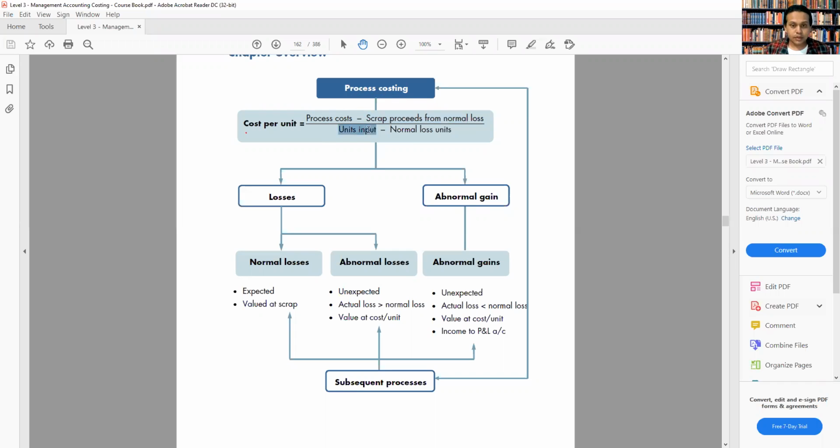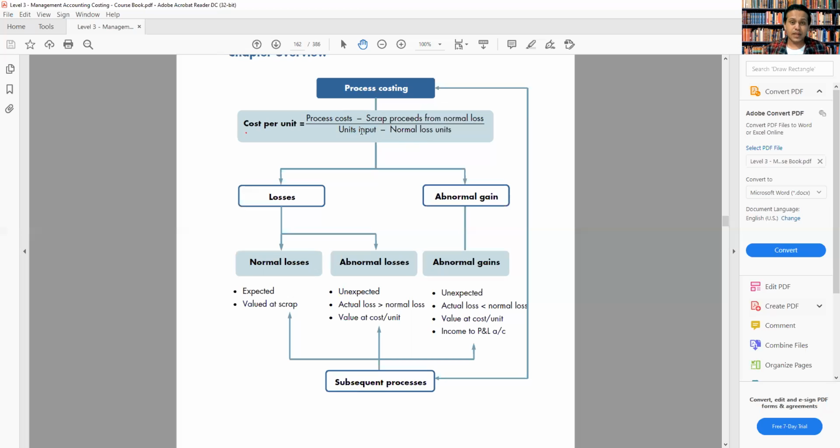The next one, we have the unit output. This is the actual output, how many units we have produced. Let's say we have an input of 1000 kilos, and how many kilos of units are produced. So what was my input, what was my actual output? So this is the actual output.